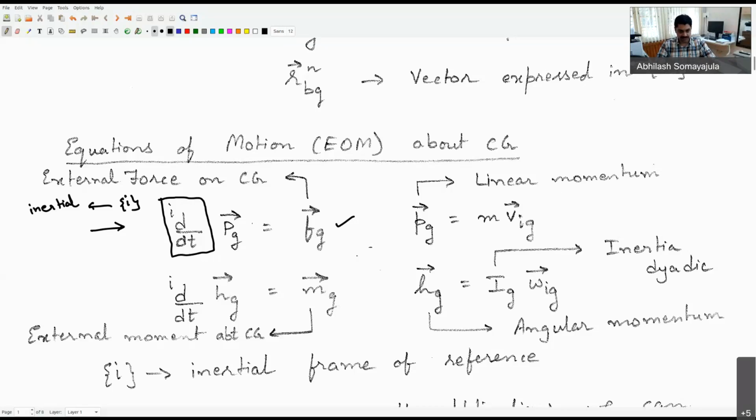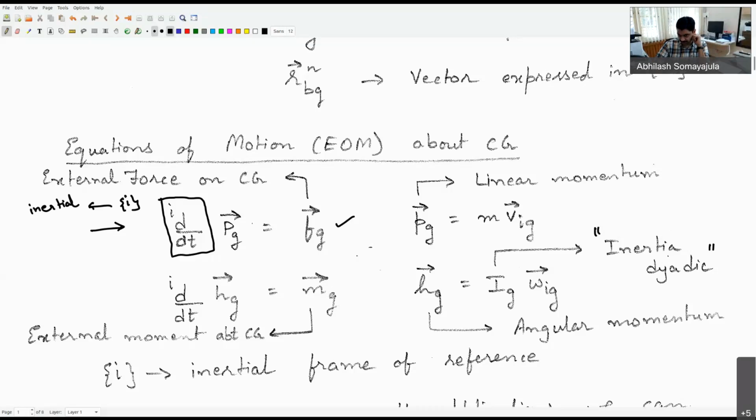Same we are applying for the angular momentum as well. So the rate of change with time of the angular momentum is the external moments acting about the center of gravity, about an axis passing through the center of gravity. Notice here though that this angular momentum is actually given by some inertia dyadic or inertia matrix times the angular velocity. And I have not really defined this inertia matrix yet, and we are going to do that in just a little bit.